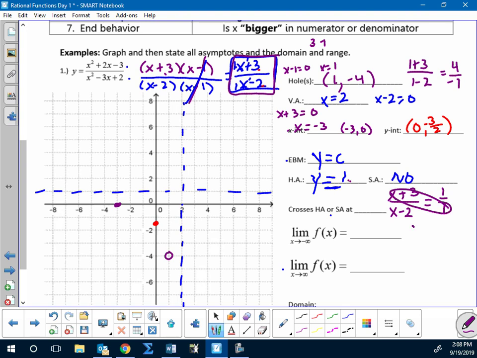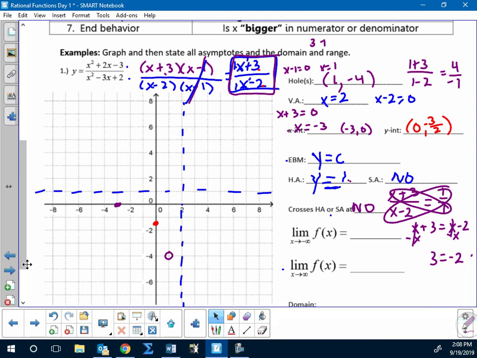And when I cross multiply, I get x plus 3 equals x minus 2. Now, right now, you should know that something weird is going to happen, because when you subtract x, they'll cancel. And you get 3 equals -2. So after all of that work, my answer is no, because 3 does not equal -2. I don't have an answer, so that does not cross. To get my limits, I really just need to look at what my graph looks like. So let's finish graphing this.